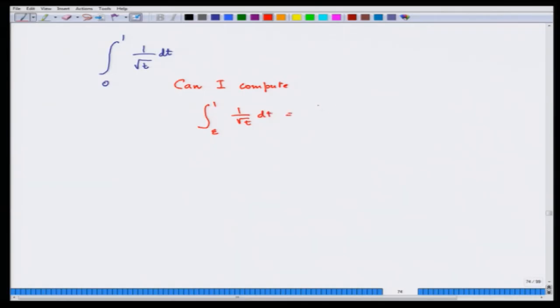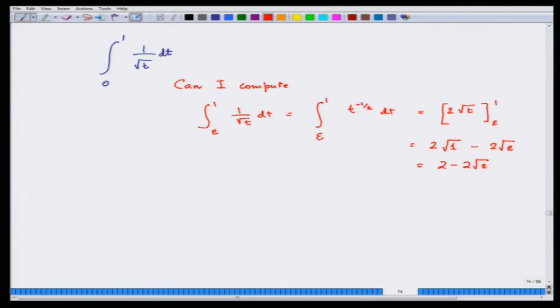So, the integral from epsilon to 1 of t to the power minus half dt. You know that minus half plus 1 is half, so it is 2 root t, from epsilon to 1. So, it is 2 of root 1 minus 2 of root epsilon. So, it is 2 minus 2 root epsilon.